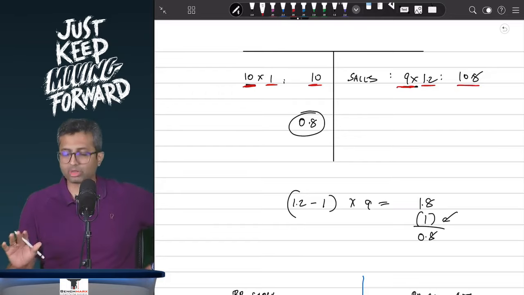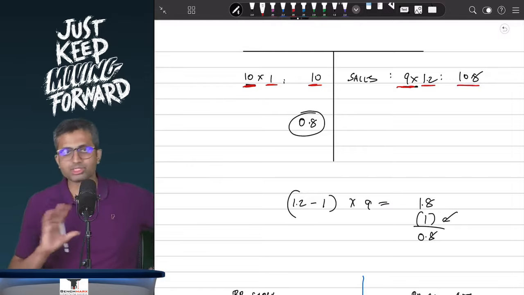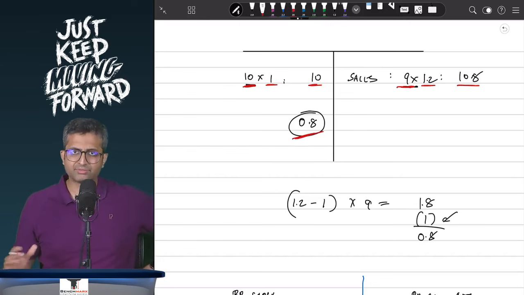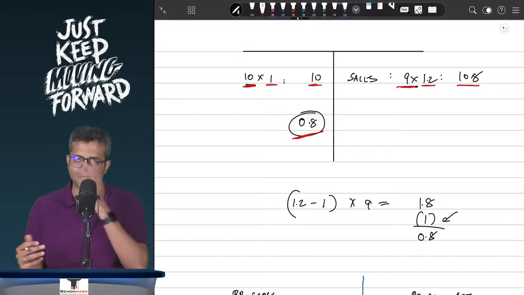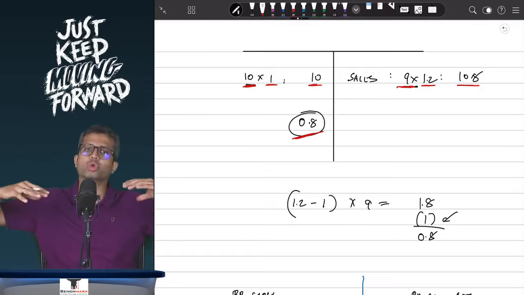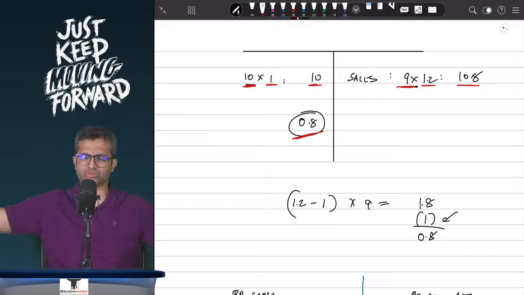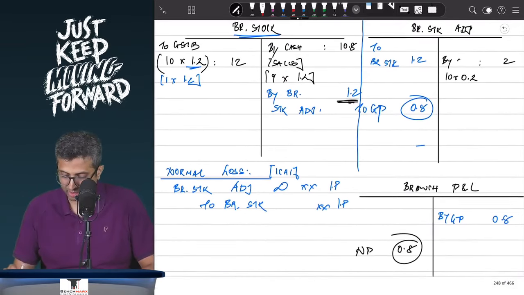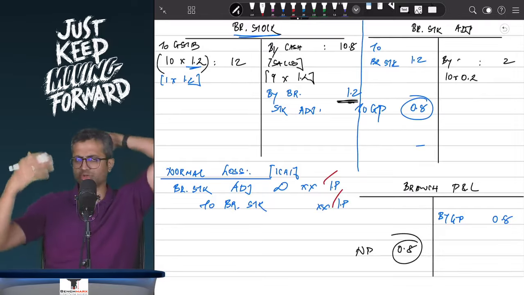Now if it is an abnormal loss, then you'll have to show that in the P&L separately. However, if it is a normal loss, you don't need to show it in the P&L separately, directly net 0.8, that's it. And hence if it is a normal loss, you don't have to take any separate effect into the P&L. But your branch stock will go down, and hence your branch stock will be credited, and your profit will be reduced because of that, and hence branch stock credit, branch stock adjustment debit.